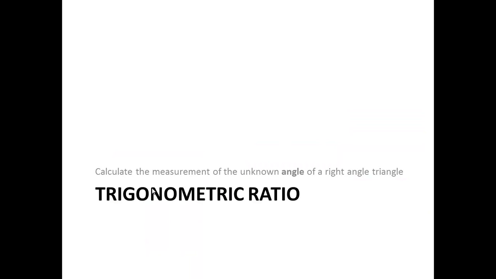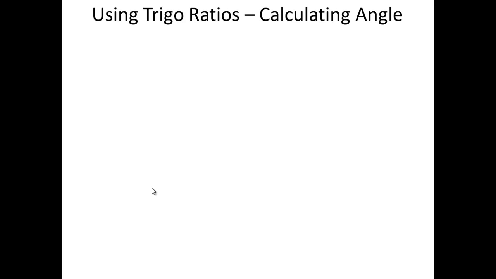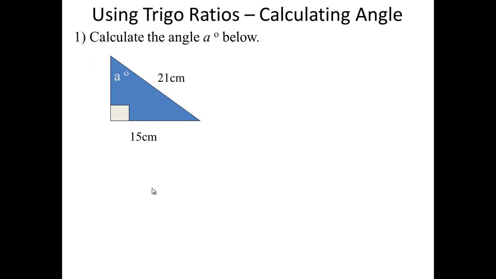Next, we will calculate the measurement of the unknown angle of a right angle triangle. Similarly, first thing we do is to mark out the two given sides. 21 cm is the hypotenuse because it is opposite the right angle, and 15 cm is the opposite because it is opposite to the angle.